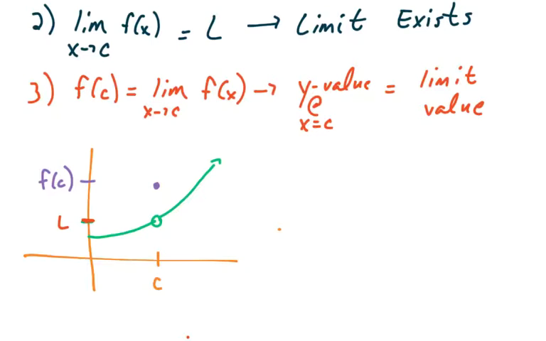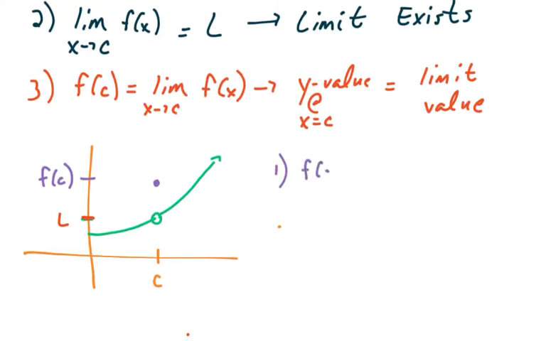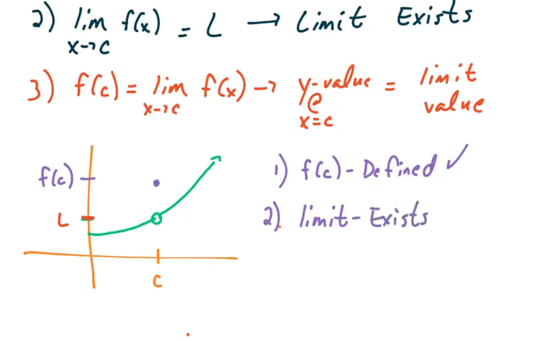If I were to go through these conditions, which you will be expected to do, looking at this graph, I would say, does f of c exist? Is f of c defined? Absolutely, it has a value. That value is this y right here. So I do have a y value at x equals c. That's one check. Does the limit exist? Yes, because the limit from the left is equal to the limit from the right. I can see this on this path, I'm approaching L. So that works.